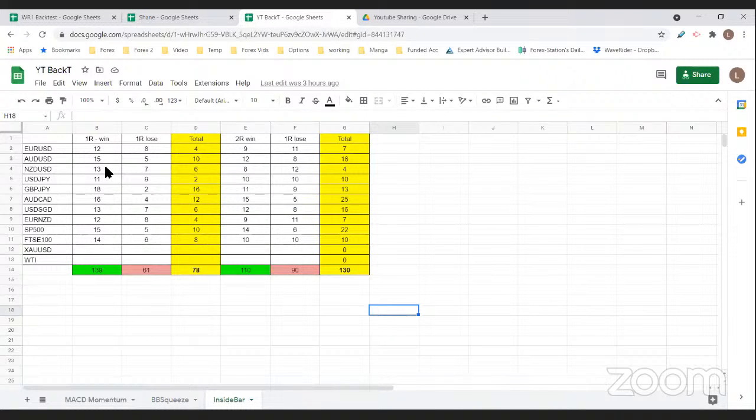For those of you who want a faster win, you can pick 1R. For those of you who don't mind 2R, and even with inside bars, you can aim for higher risk to rewards. 3 to 5R, I think, is actually possible. So just look at it.